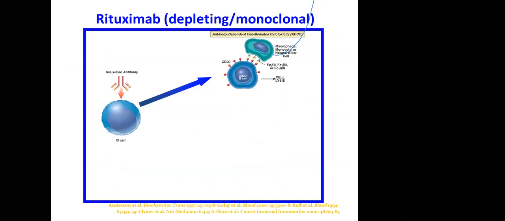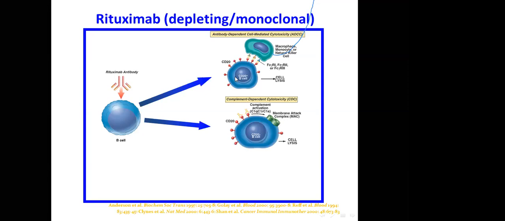This is a diagram about rituximab. Rituximab, as we mentioned, is a chimeric drug. 75% of its structure is human, and 25% of its structure is murine. It is depleting, which causes depletion of the B cell, and monoclonal because it functions only on the B cell. This is the B cell, and this is the rituximab. Rituximab attaches to the B cell and stimulates complement-dependent cytotoxicity, which leads to B cell apoptosis.